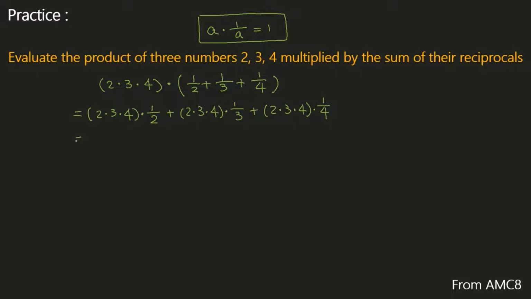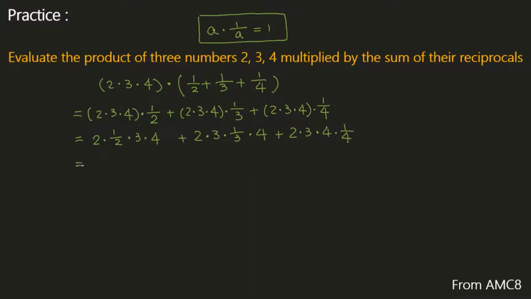So in the next step here, we're going to use the commutative property of multiplication and move the 1/2 next to the 2 in this multiplication term, move the 1/3 next to the 3, and move the 1/4 next to the 4, which it already is in order. Okay? So this becomes 2 times 1/2 times 3 times 4 plus 2 times 3 times 1/3 times 4 plus 2 times 3 times 4 times 1/4.